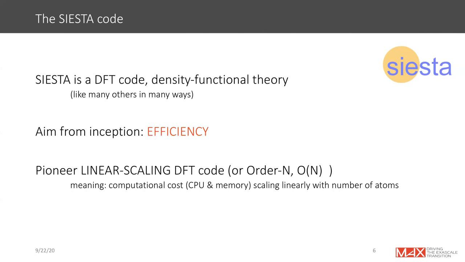That was the reason for the efficiency at the time. Actually, it was the very first fully self-consistent linear scaling density functional theory code in the 90s. Linear scaling means that the computational effort, both in CPU and memory, scales with the number of atoms instead of the cube of the number of atoms. That is the conventional scaling for density functional theory complexity in the codes.